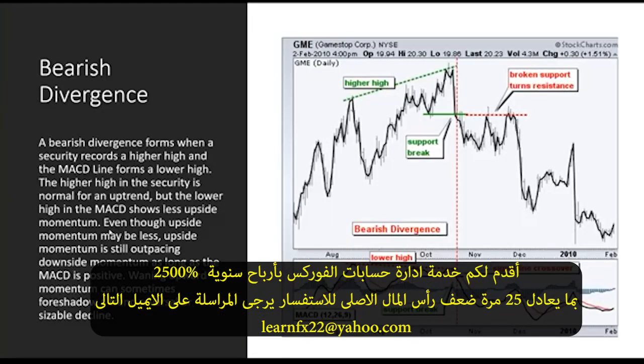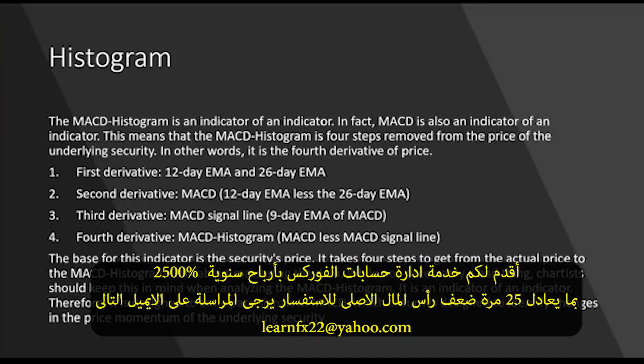A bearish divergence forms when a security records higher highs and the MACD line forms lower highs. The higher high in the security is normally for an uptrend, but the lower high in the MACD shows less upside momentum. Even though upside momentum may be less, upside momentum is still outpacing downside momentum as long as the MACD is positive. Waning upward momentum can sometimes foreshadow a trend reversal or a sizable decline in price.